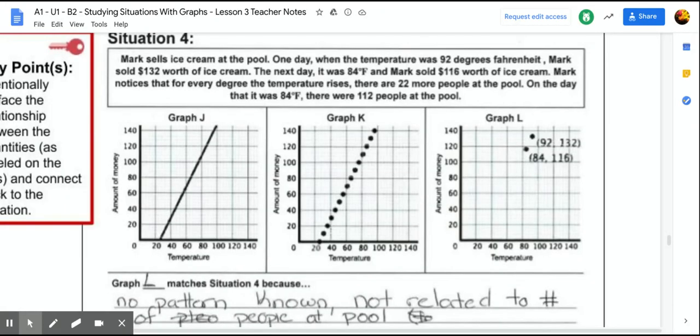Situation 4 best matches graph L because there's no pattern known, not related to the number of people at the pool. Okay, so you would just match up those 2 coordinate points. That's the only information you could graph on the graph paper based on the amount of information given in the story.